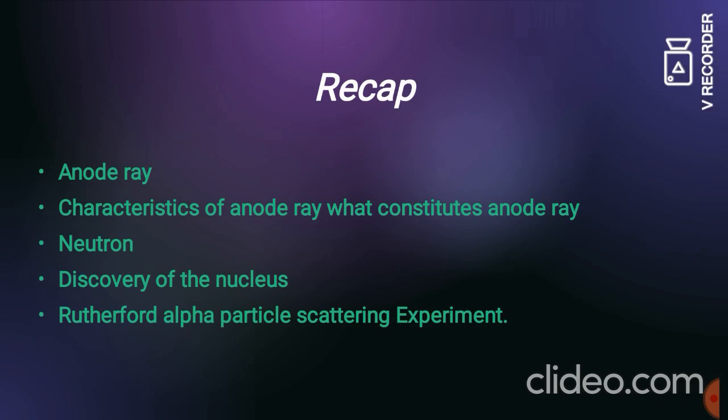Children, in our last video, we have seen about anode ray, characteristics of anode ray, what constitutes anode ray, neutron, discovery of nucleus, and we have seen Rutherford's alpha particle scattering experiment, which shows the presence of the nucleus in an atom.